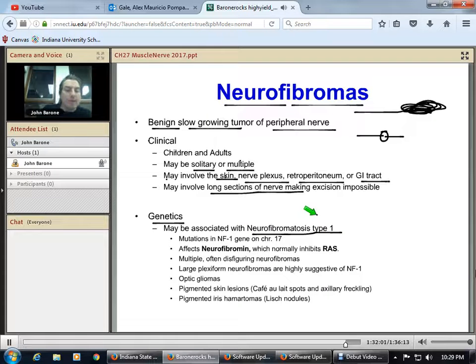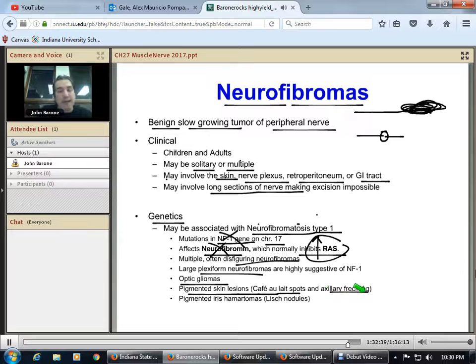Now, for the genetics, I want you to remember neurofibromatosis type 1, but they also occur in type 2 as well. They're just more common in type 1, which is mutations in NF1, which is on chromosome 17, letters in von Recklinghausen, 17 letters in neurofibromatosis. It makes a protein called neurofibromin, which is supposed to inhibit RAS. So if I'm born with an NF1 mutation, I don't have neurofibromin, I don't inhibit RAS. If you leave on RAS, you're going to get tumors. So you're going to get multiple disfiguring neurofibromas. They can be large and plexiform.